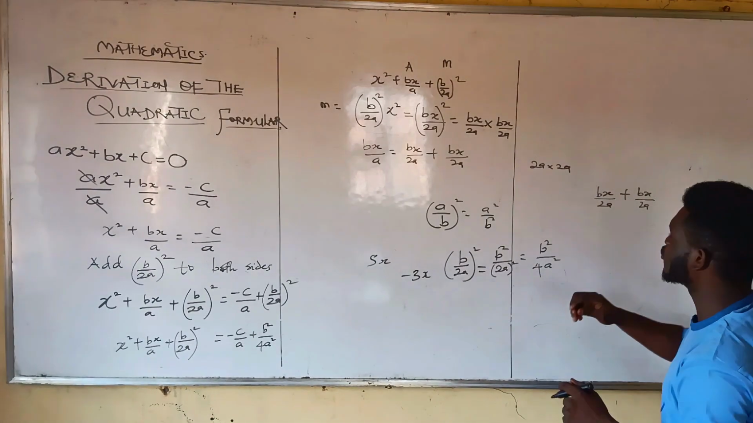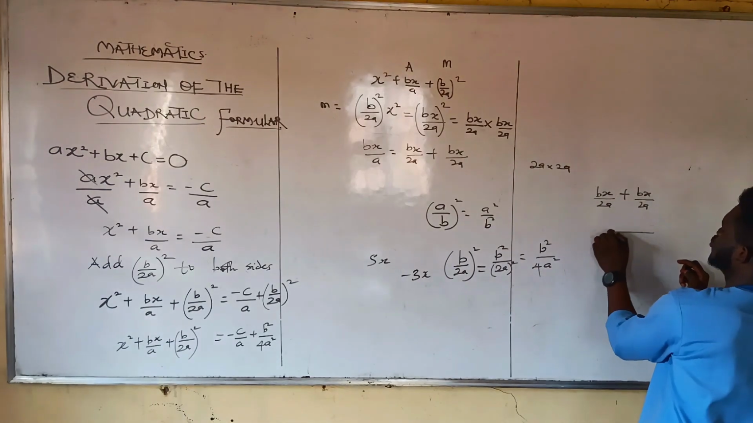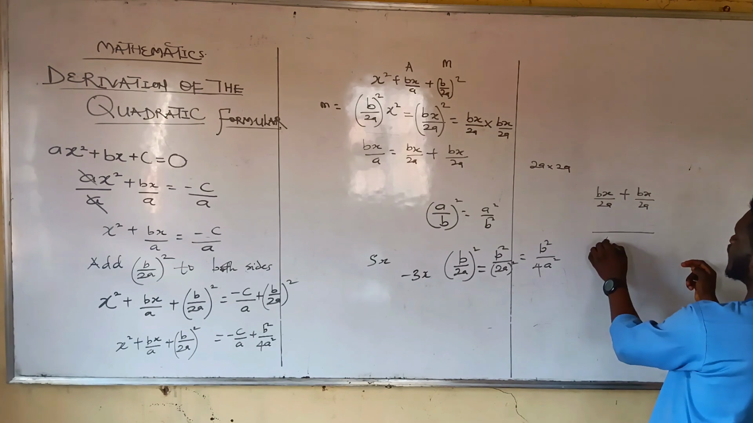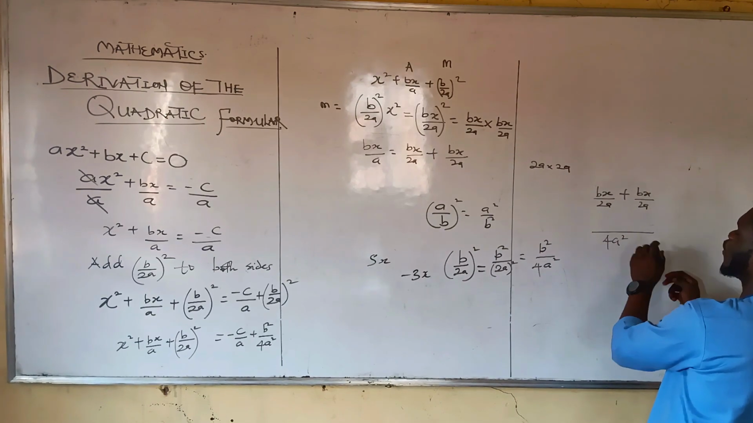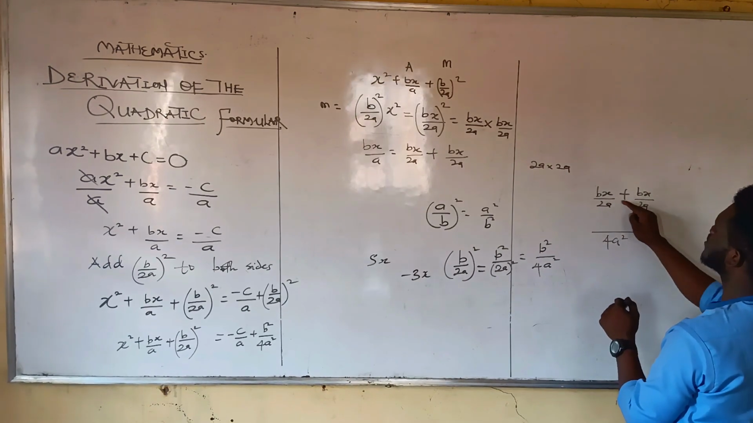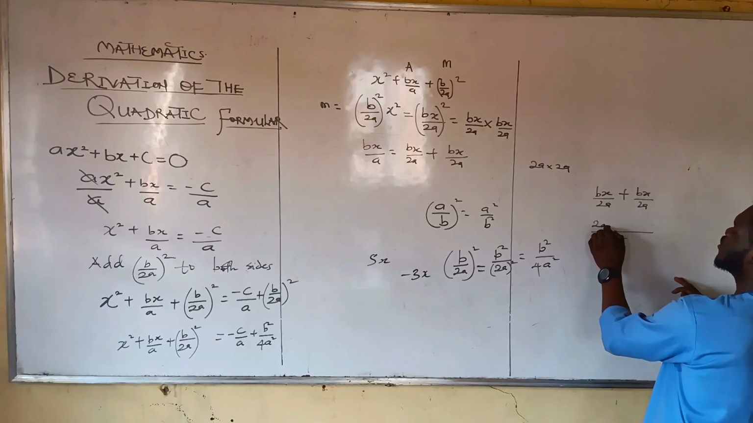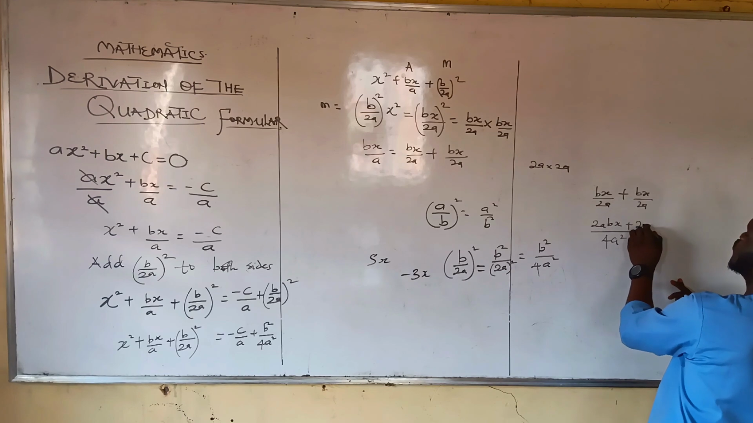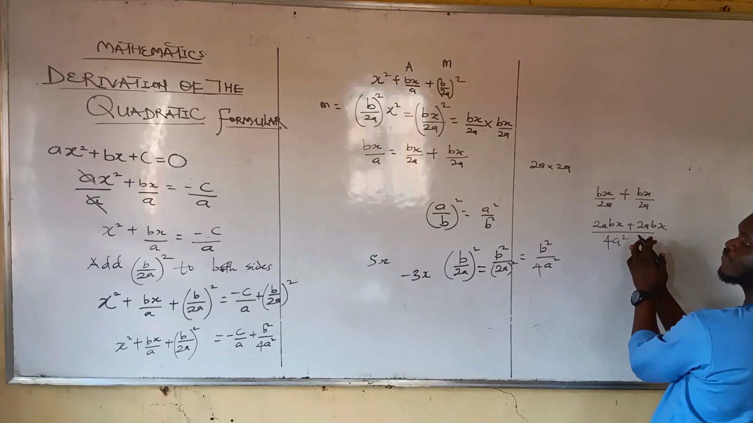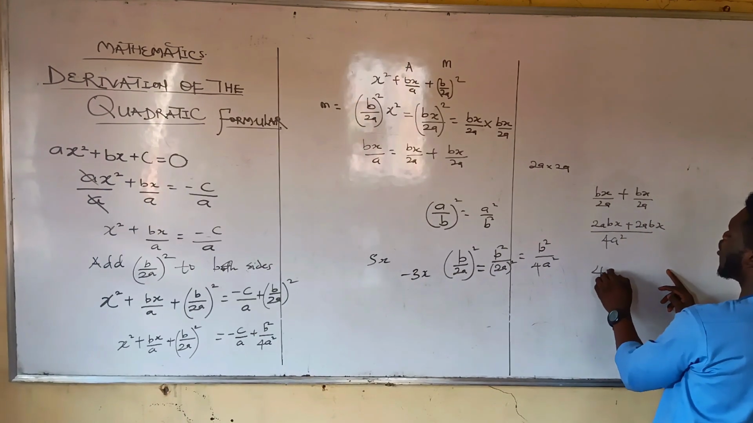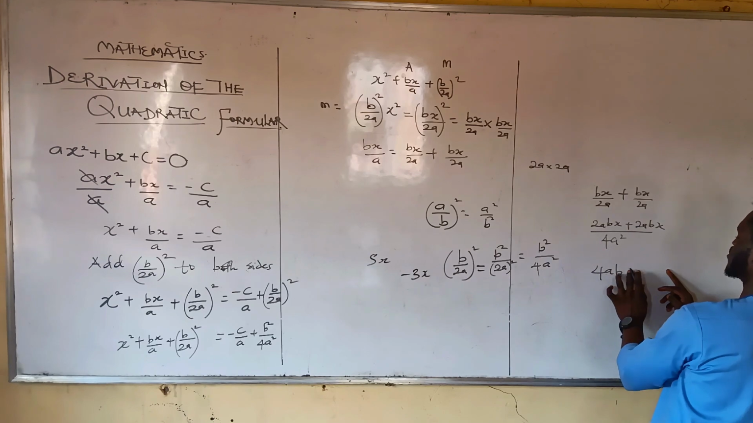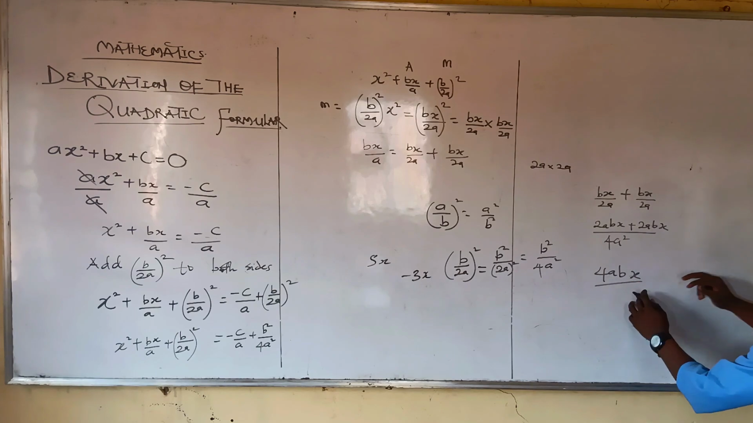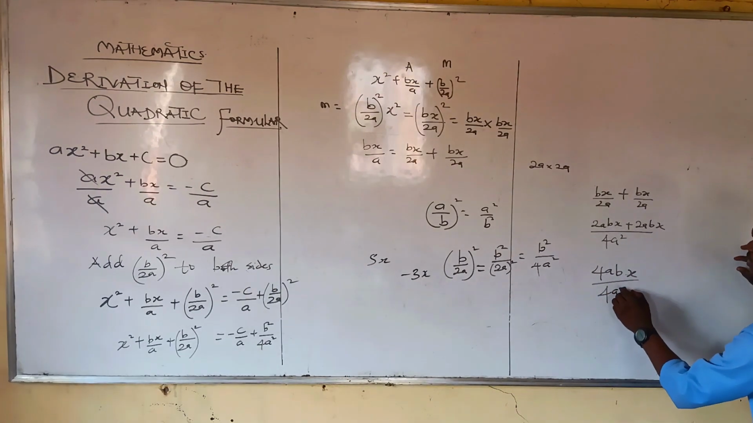We have bx over 2a plus bx over 2a. I don't want to stress you, so there's a very simple trick you can just do. Just draw your line. 2a times 2a, you have 4a squared. Simple. Then 2a times bx, you have 2abx, plus 2a times another bx, you have 2abx. Add them together, we have 4abx, then divided by 4a squared.